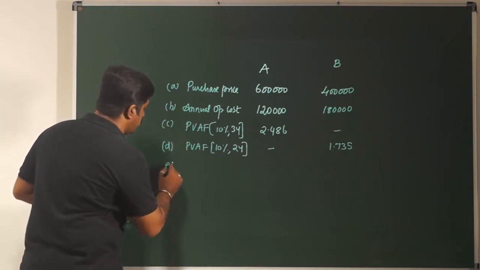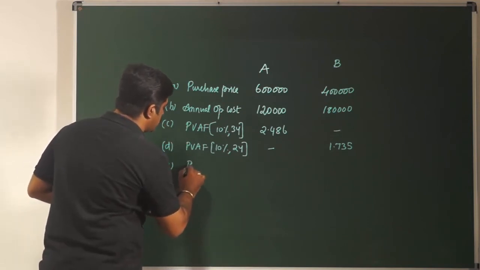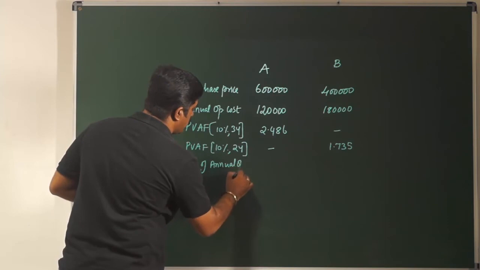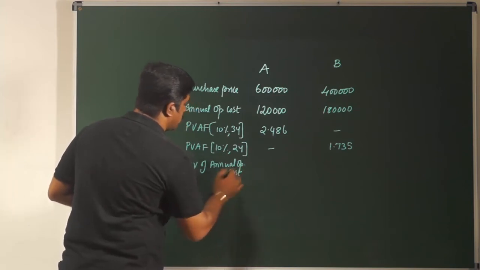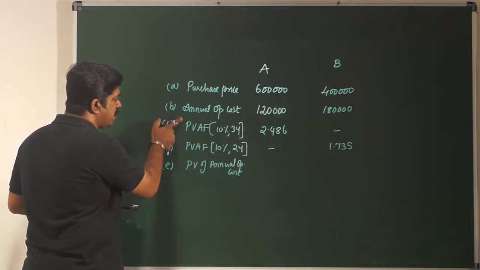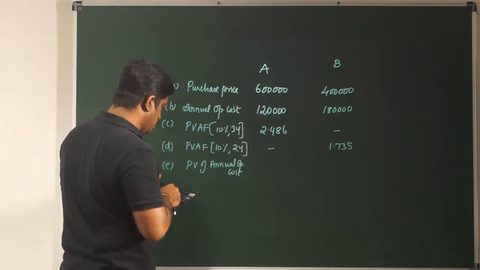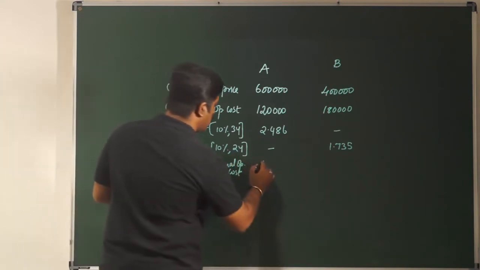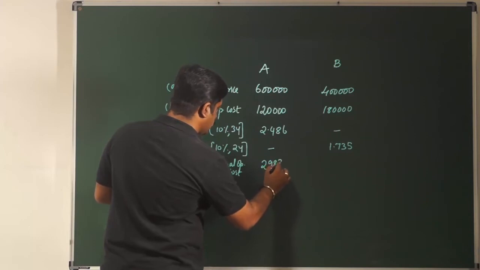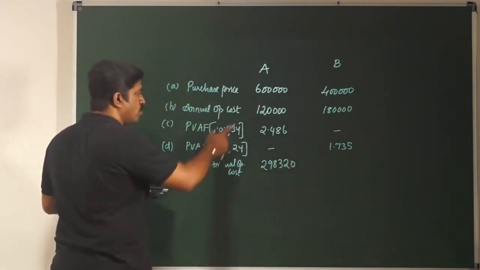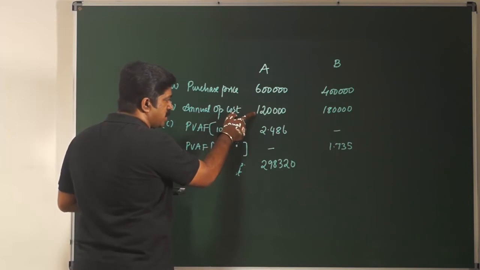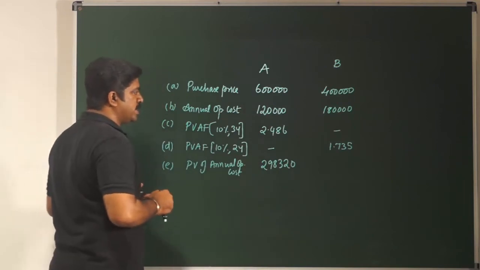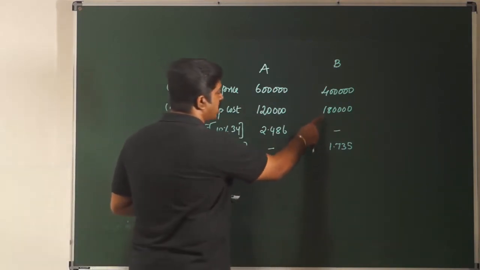Okay. So item number E, present value of annual operating cost. Here it is going to be item number B into C. That is 120,000 multiplied by 2.486. That is 298,320. So the gross cash flow is going to be 360,000 for a period of 3 years, but the present value is 298,320.